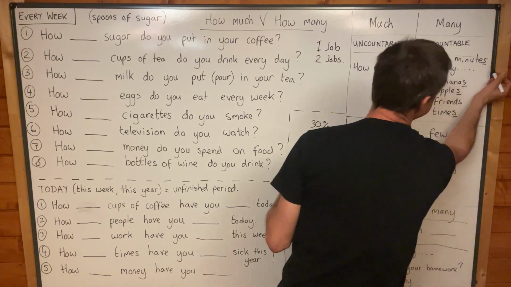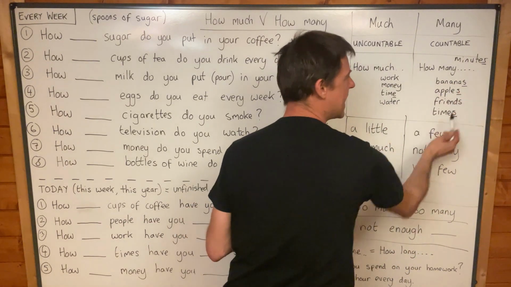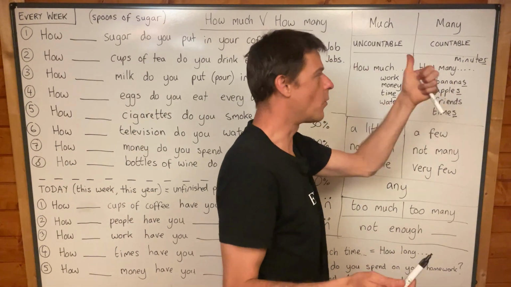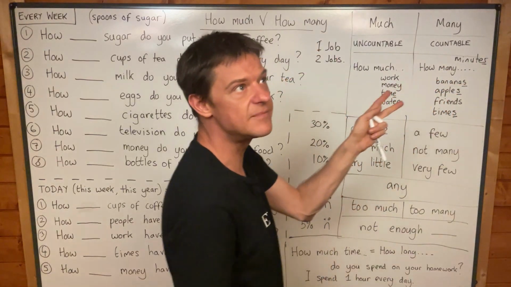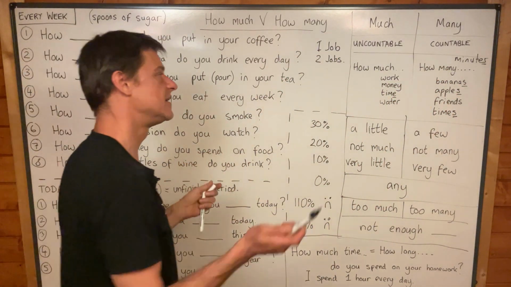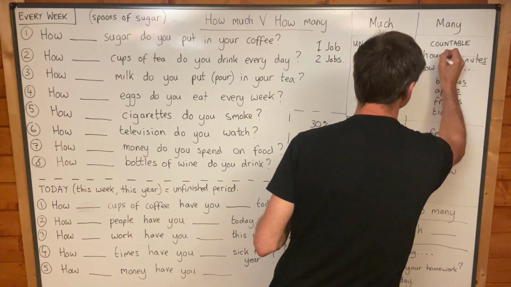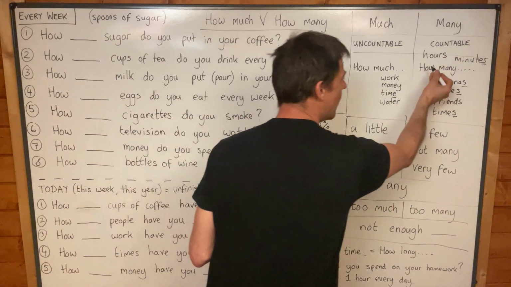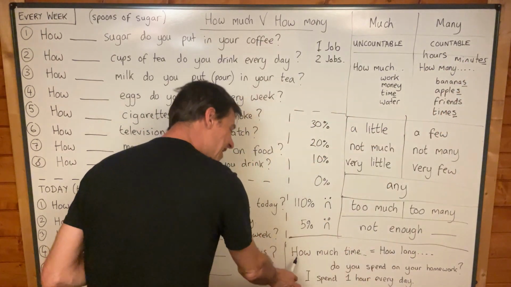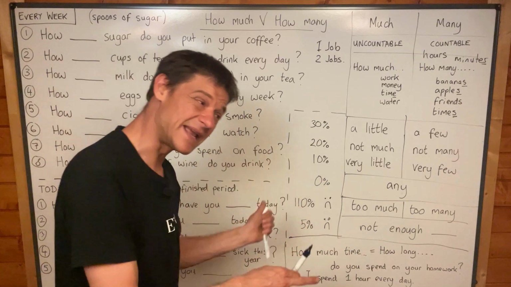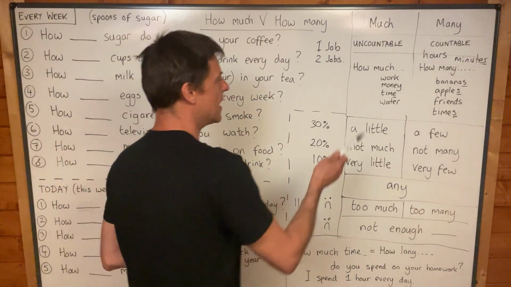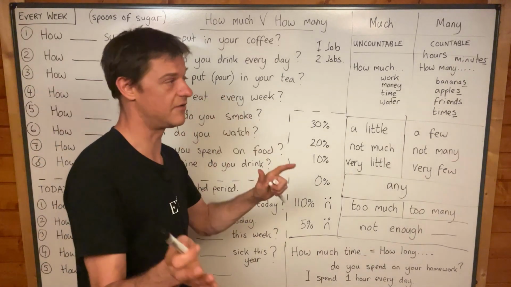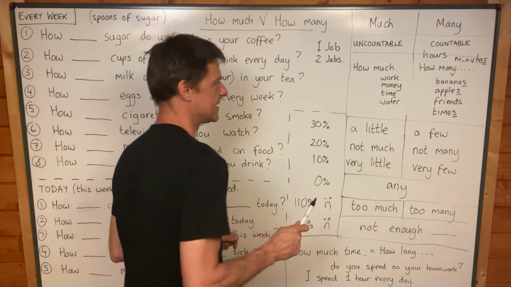And anything which you can put an S on the end, minutes, hours, they are countable. 1 minute, 2 minutes, 3 minutes, 4 minutes. 1 hour, 2 hours, 3 hours, 4 hours. So how much time means how many hours, how many minutes. So how much time do you spend on your homework? I spend 60 minutes every day. I spend 1 hour every day.